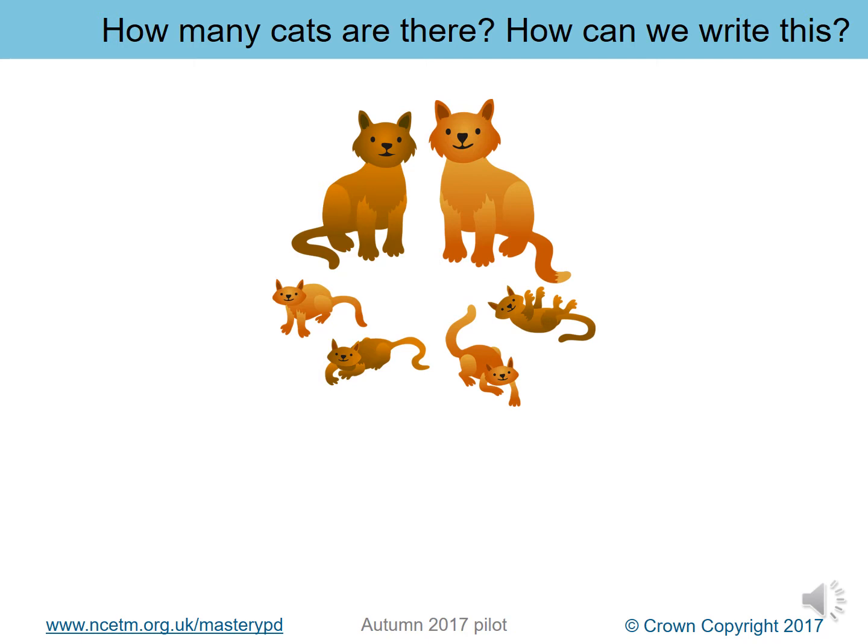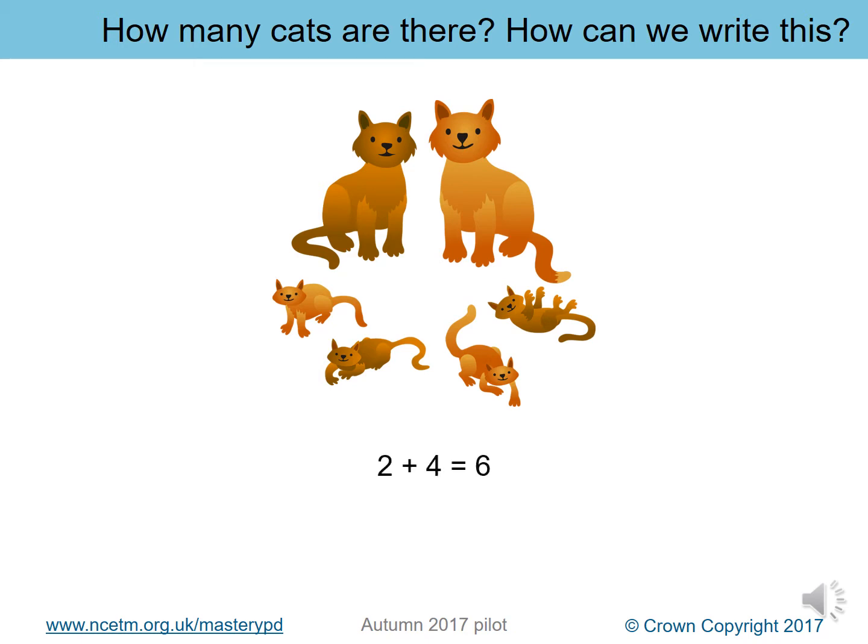So how many cats are there? I want you to have a look and I want you to think about how we can write that. Okay, so we've got 6 cats, 4 of them are small, 2 of them are large. So how would we write that as a number sentence? Maybe pause the video, write it down and have a go. Can you write it more than one way?